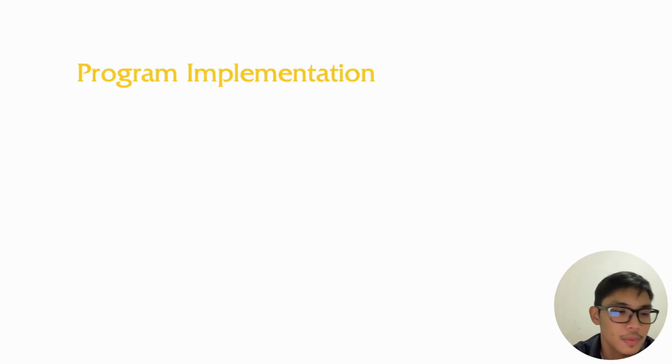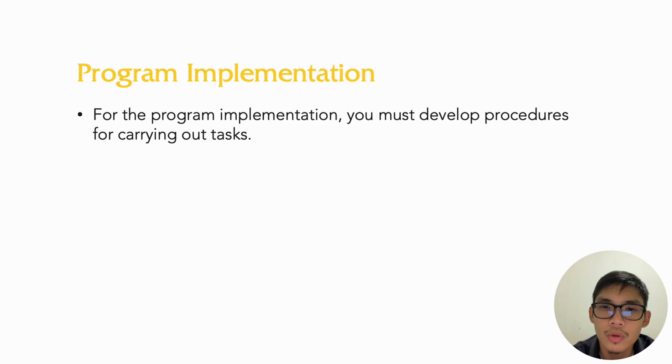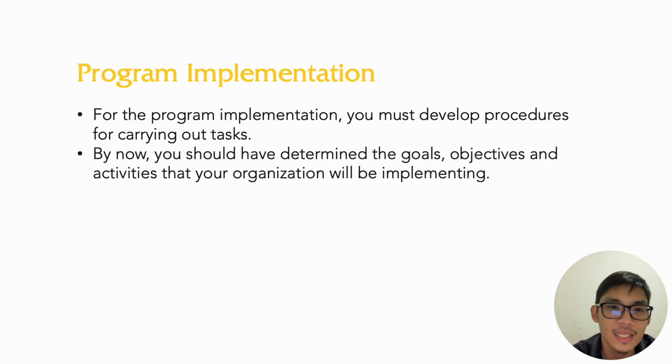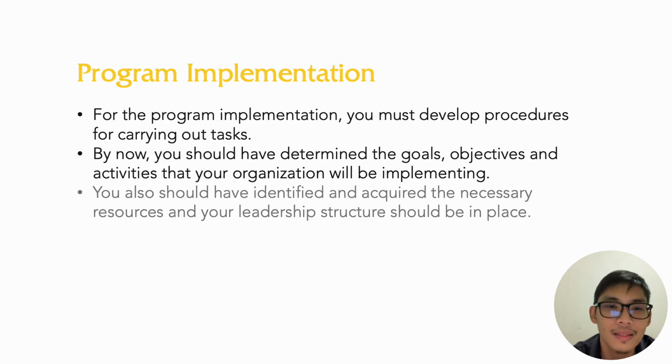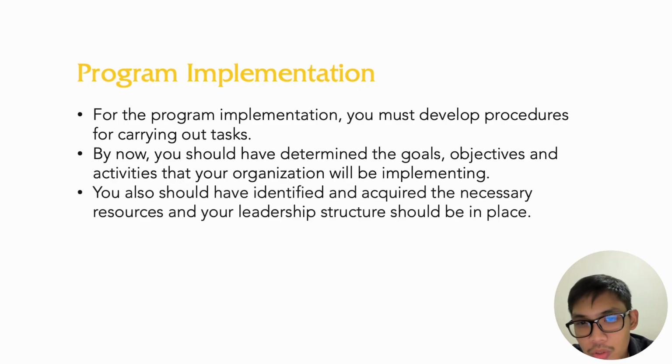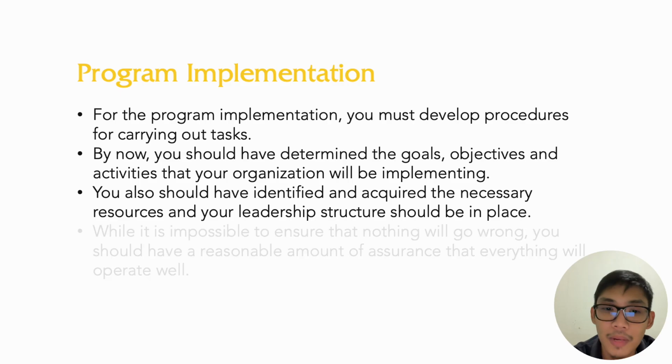In terms of program implementation, we focus on developing procedures for carrying out specific tasks or activities. So at this stage, we should have already determined our goals and formulated our objectives, and we will have already identified the types of activities for our program that we will implement. We should also have already identified and acquired the necessary resources, and our leadership structure should already be in place.